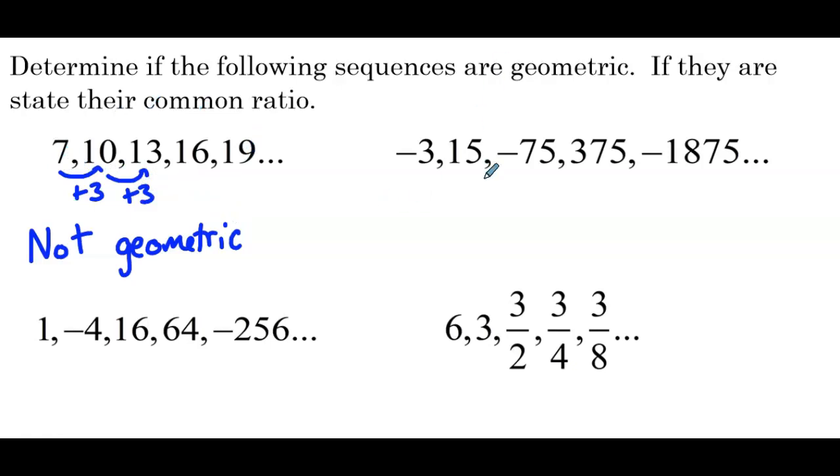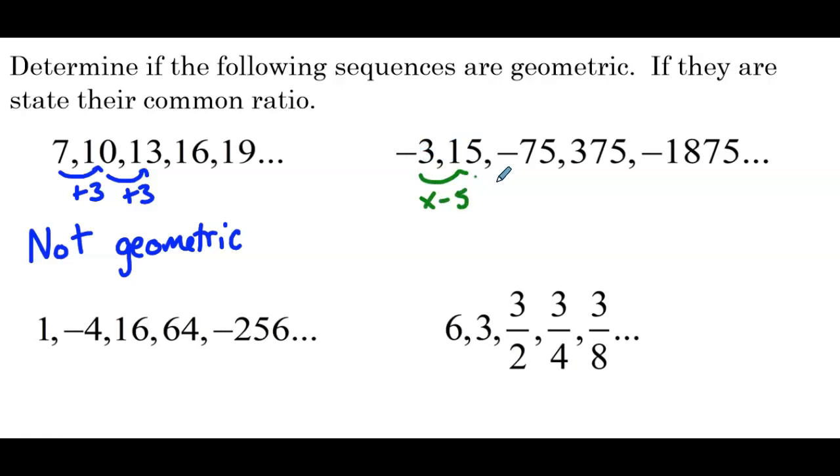The next sequence they've given us, -3, 15, -75, 375, -1,875, continuing on. Okay, so the fact that we're going from negative to positive from term to term means we definitely have some sort of multiplication happening. We wouldn't be able to do that by adding or subtracting the same amount each time. So let's see. To go from -3 to 15, we'd multiply by -5.